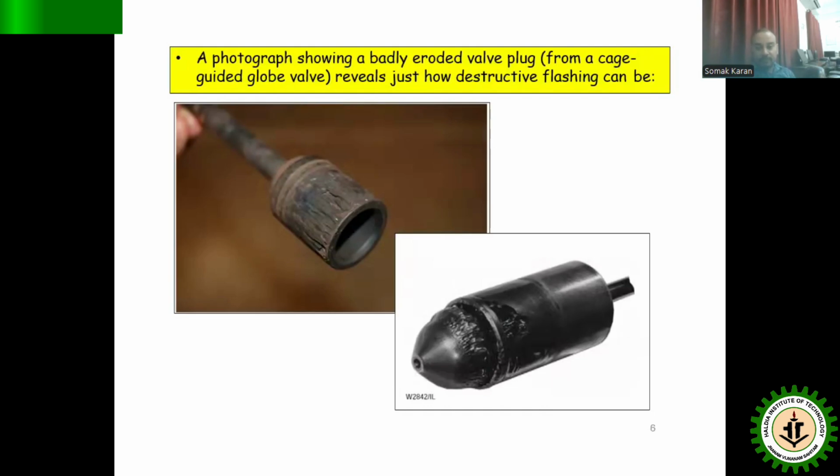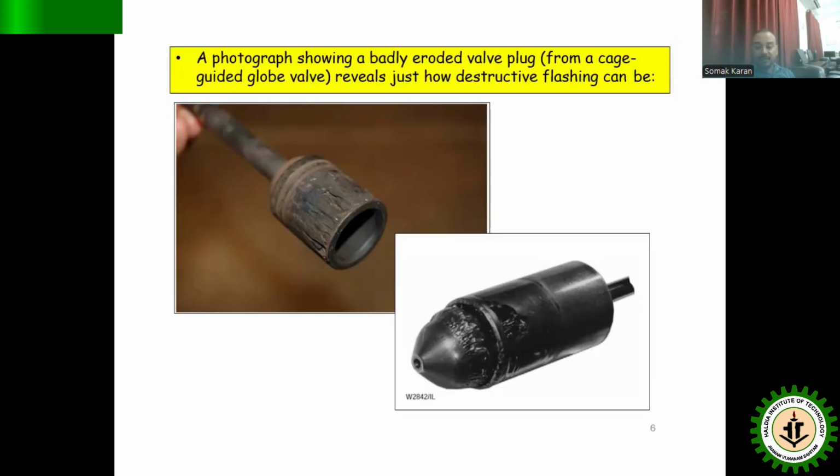Here is one diagram through which the eroded valve plug and body can be identified. Here we can see how destructive flashing is. The photograph shows the practical output when flashing has occurred in a control valve, and how the eroded valve plug looks after flashing has occurred for a long duration.